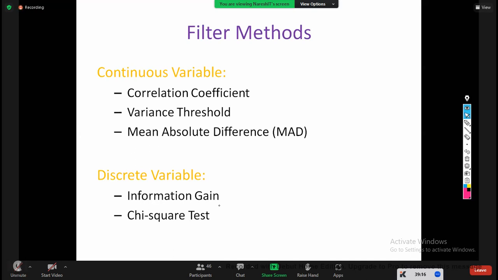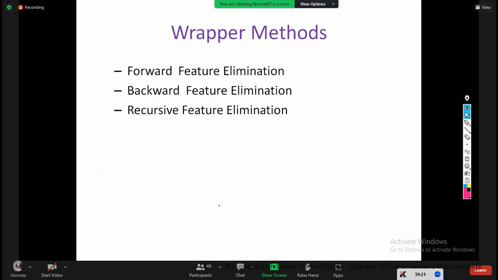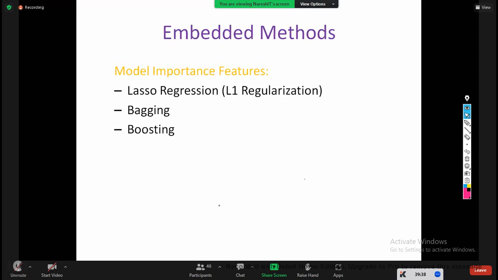All these things you are observing in the EDA. Okay. Next, wrapper methods. Coming to the wrapper methods, we have forward feature elimination, backward feature elimination, and recursive feature elimination. Recursive means a random subset. Randomly it is going to choose a random subset for eliminations. Right? Next one is lasso regression, bagging, and boosting.